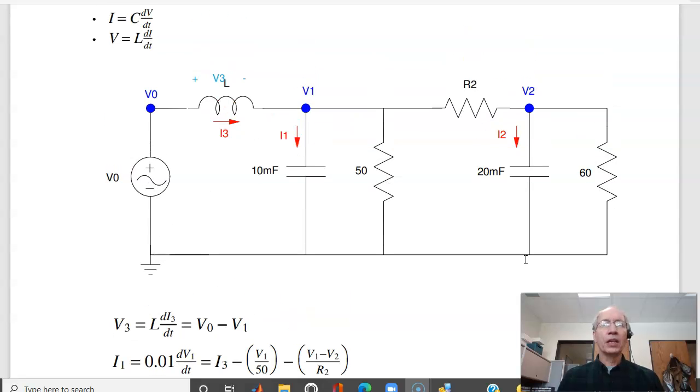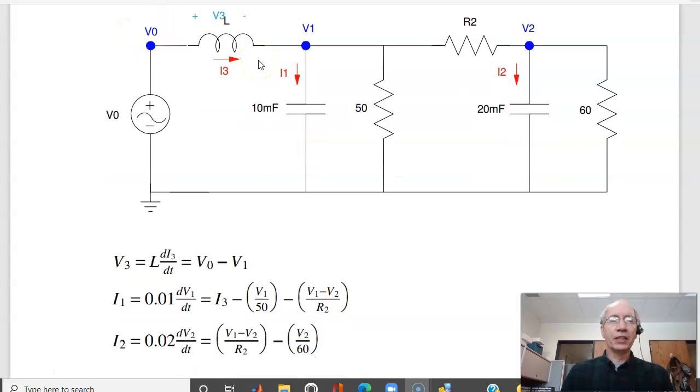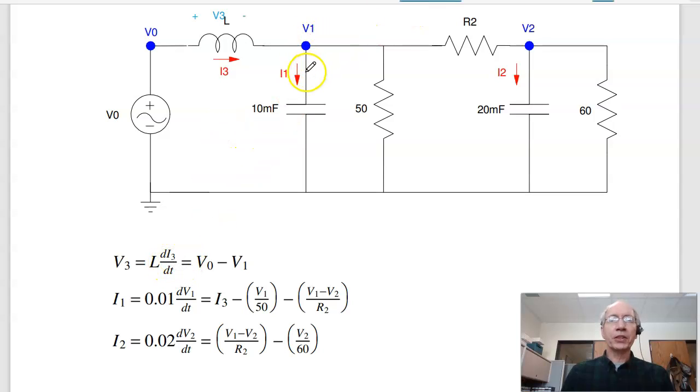Problem 3. Given a circuit, find the differential equations that describe the circuit. Well, the trick here is for inductors, V equals L di/dt. For capacitors, I equals C dV/dt. So if I start with the inductor, the voltage across the inductor is V0 minus V1. That's L di/dt. For this capacitor, use conservation of current.